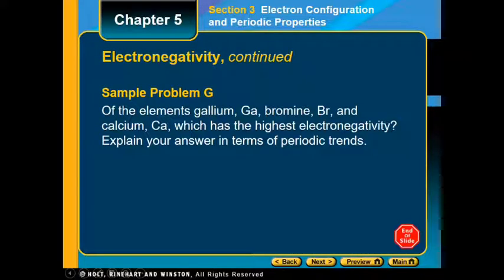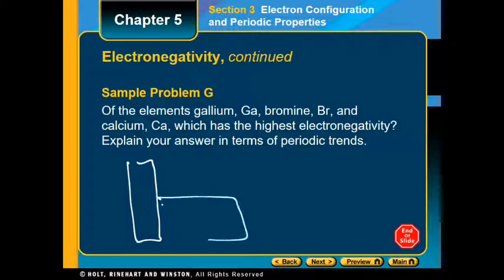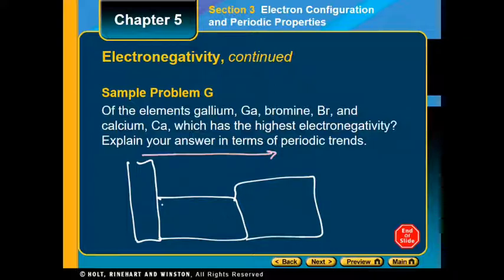Working off of a sample here, and we're going to work this one out the same way we've done the others. They've given us gallium, bromine, and calcium, and it wants to know which one has the highest electronegativity. So I am going to make my fake periodic table again. And with this periodic table, I'm going to put the small box and the large box. Electronegativity trends. We said the trend for electronegativity increases as you go across a period, so I would expect a large box in this area.